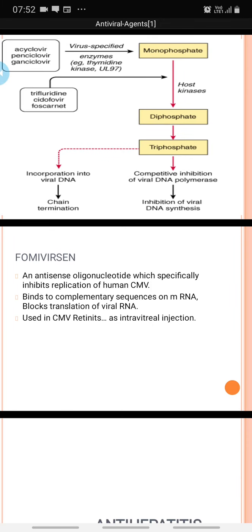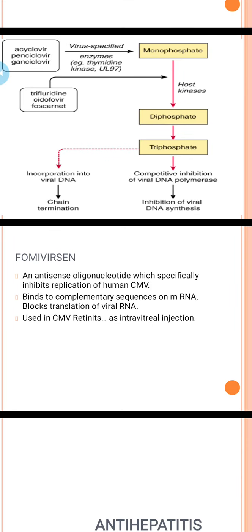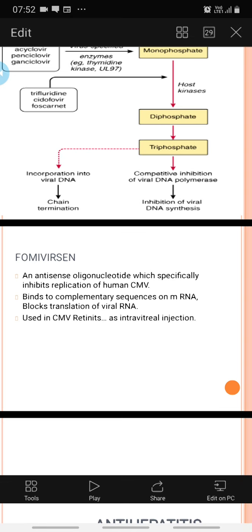Fomivirsen's mechanism of action is different from other drugs. It is an antisense oligonucleotide which specifically inhibits the replication of human cytomegalovirus. It binds to the complementary sequence of the mRNA, thus blocking translation. Other agents block the transcription process, while this blocks translation because it is an antisense oligonucleotide binding to the complementary mRNA sequence. So it blocks translation of the viral RNA and is used in CMV retinitis as an intravitreal injection.